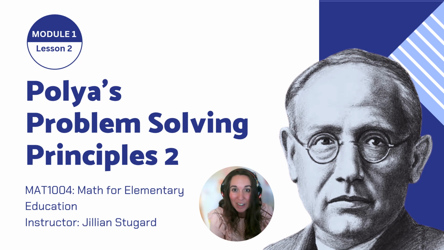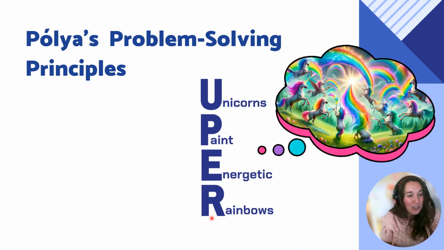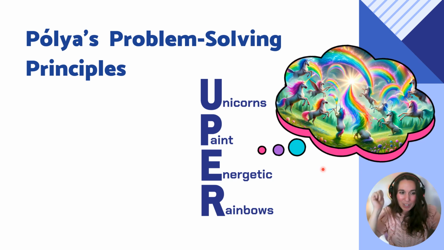So let's get started. If you remember all the way back to our very first video, where we saw our mnemonic device that my brilliant 8-year-old daughter came up with, I just wanted to get it back fresh in your brains because I'm going to be referring to it a lot throughout this video. Unicorns paint energetic rainbows, and here's a little visual that maybe can help us remember it even better.